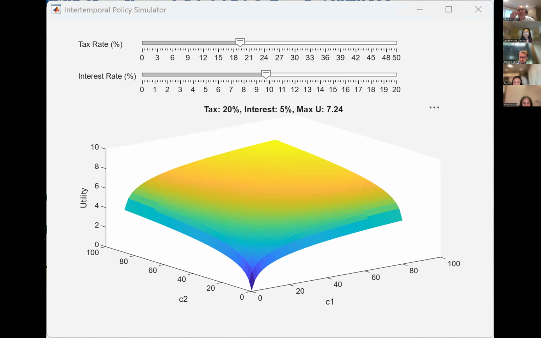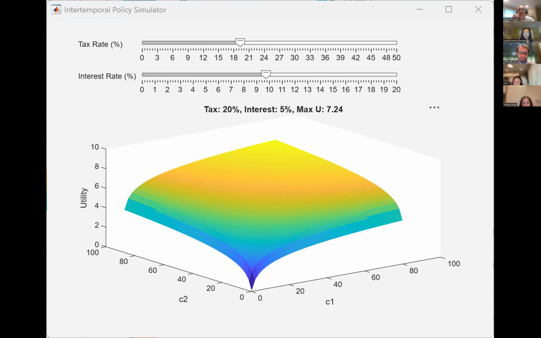And that's important, guys, because the red dot tells you basically what is your consumption 0 and consumption 1. And given the tax and the interest rate, it gives you the maximum utility function. So you're optimizing. This is called an intertemporal optimization.